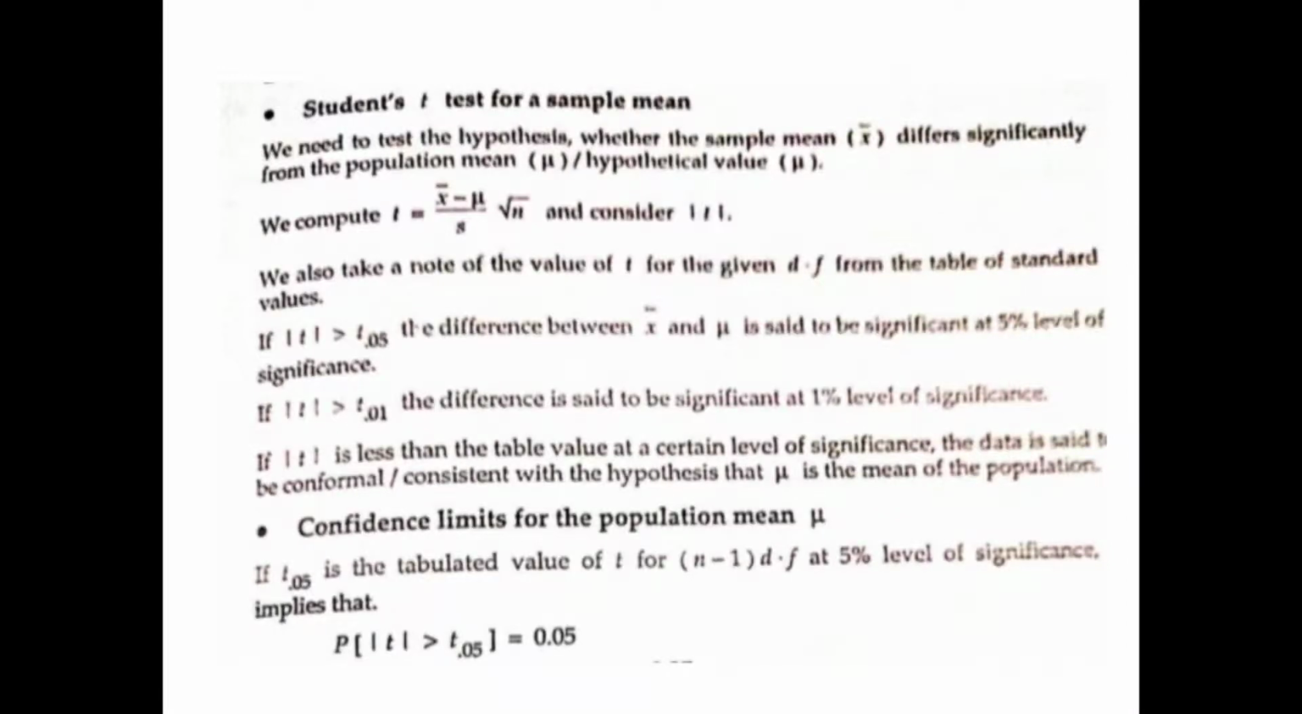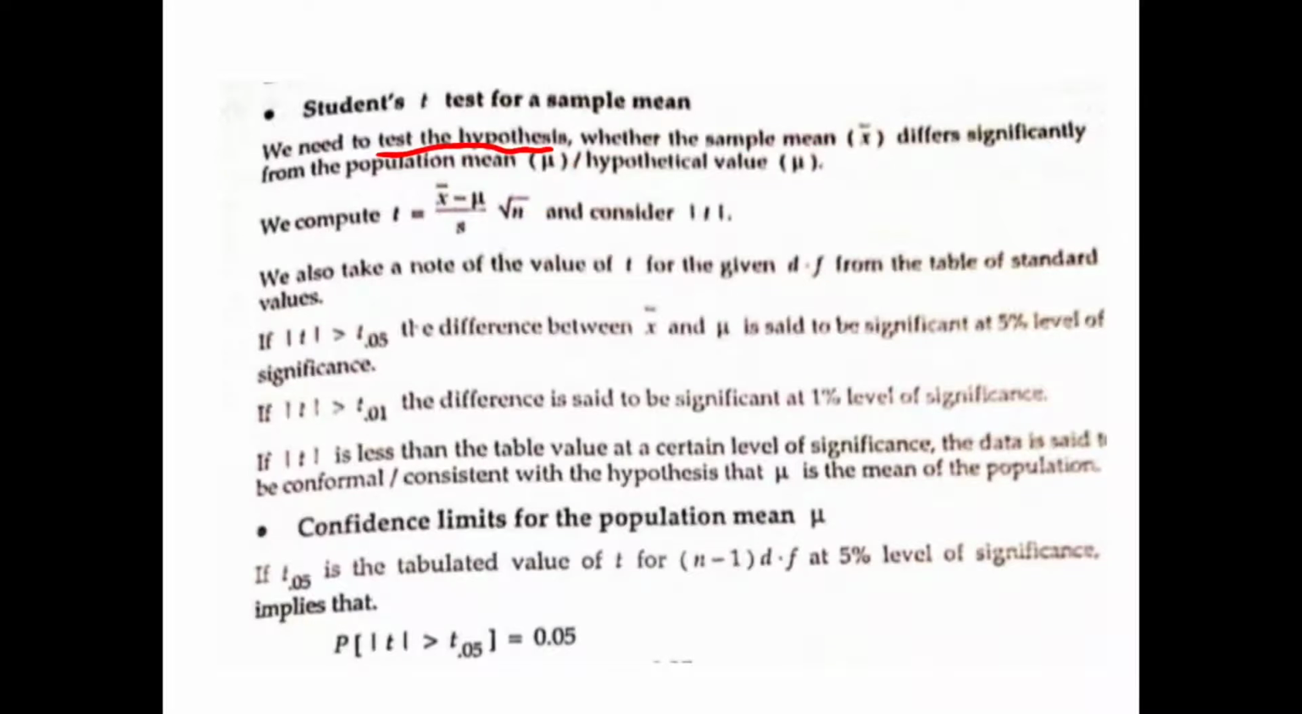Now let us see the student's t-test for a sample mean. So how are we going to do the student's t-test for a sample mean? We need to test the hypothesis here. We know whenever a test comes to the picture, we get the hypothesis. We need to test the hypothesis whether the sample mean x bar differs significantly from the population mean mu or not. Here mu is the population mean, and the hypothetical value should be considered as the population mean only.